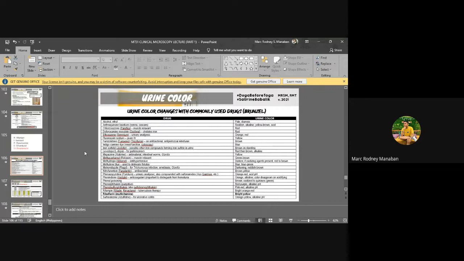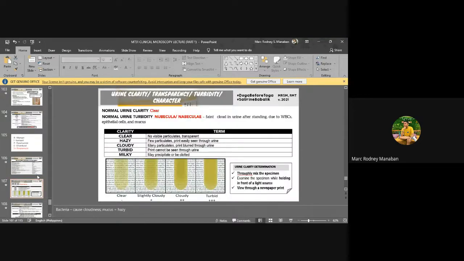Okay? All right. Next is urine clarity, transparency, turbidity, and character. Anyway, you determine the cause of the cloudiness or clearness of your specimen.